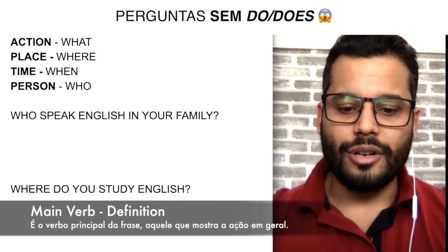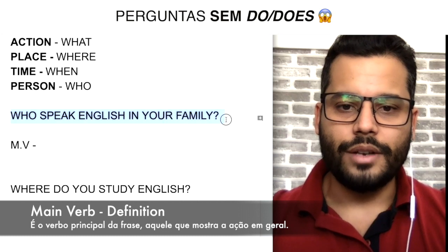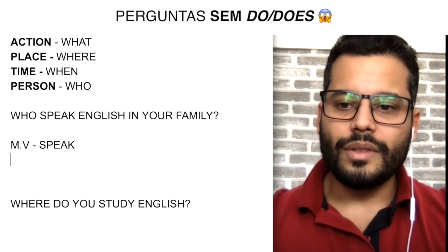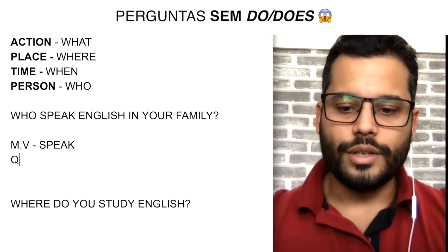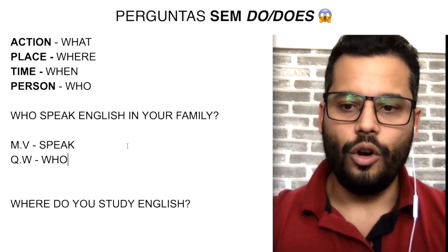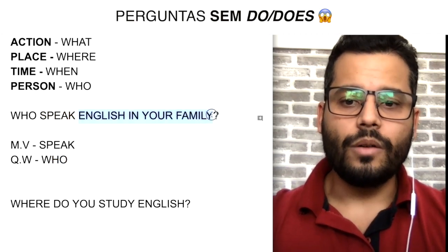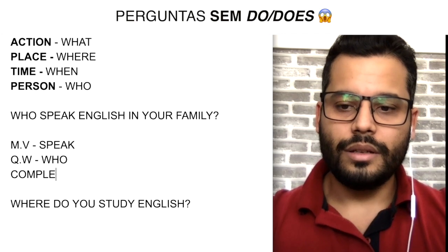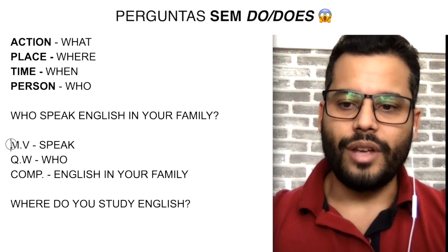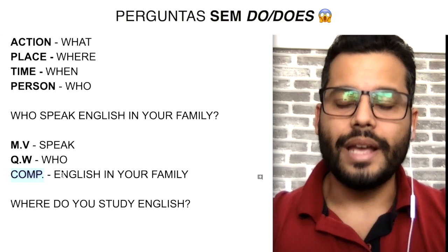Main verb, okay, the main verb. Let's put it MV. The main verb of this first question is speak. How about the question word? Let's put it QW. The question word is who. Okay, question word who, main verb speak. The complement, let's put C: English in your family. So memorize this information. We have main verb, question word, and the complement.